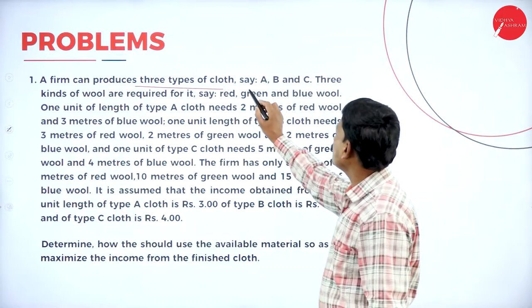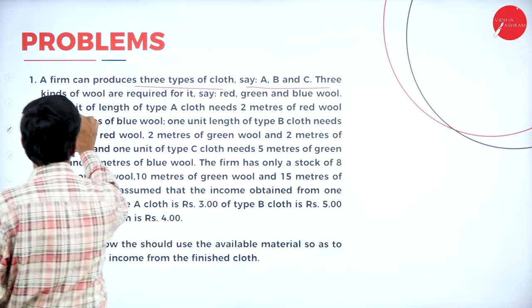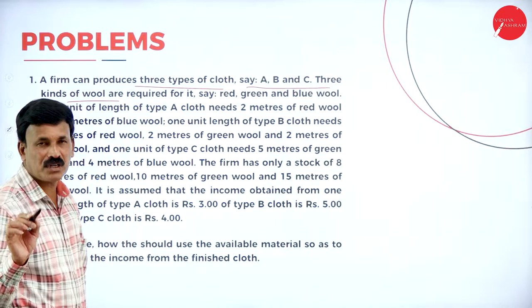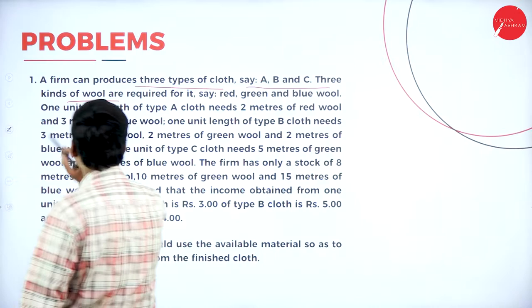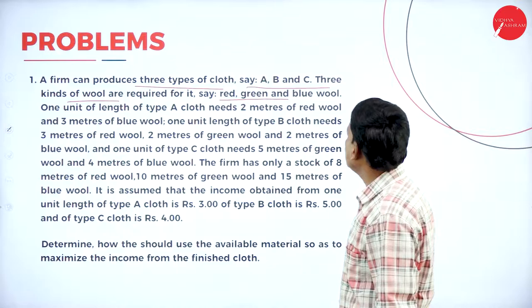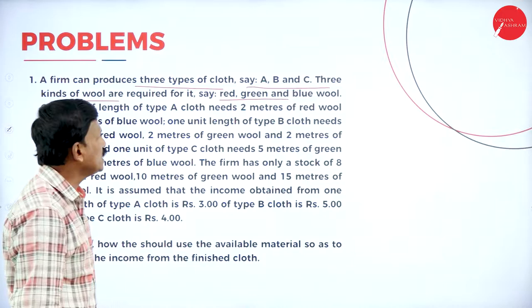So, 3 kinds of material, that is the wool, are required for it. A company will produce 3 types of clothes A, B, and C. Three kinds of wool are required for it. Say the colors are red, green, and blue wool. So there are 3 colors of wool, that is red, green, and blue.